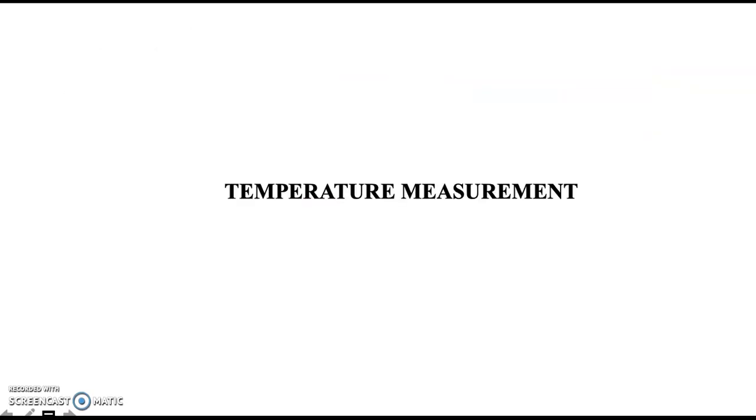In this lecture, we are going to see about temperature measurement. The term temperature is actually a non-electrical parameter, and hence temperature measurement is a non-electrical parameter measurement. Then what is an electrical parameter measurement? For example, I can say ECG, that is electrocardiogram, EEG, electroencephalogram, and EMG, electromyogram. So these are all examples of electrical parameter measurement.